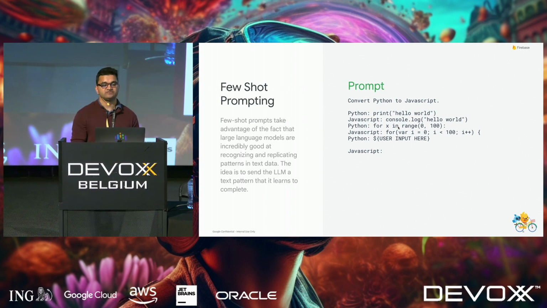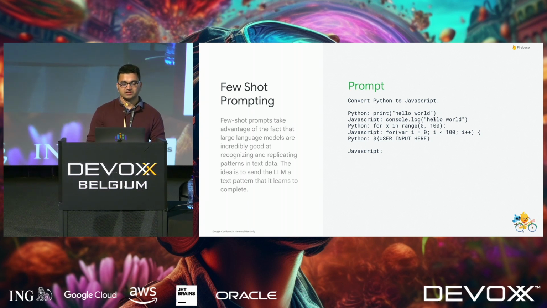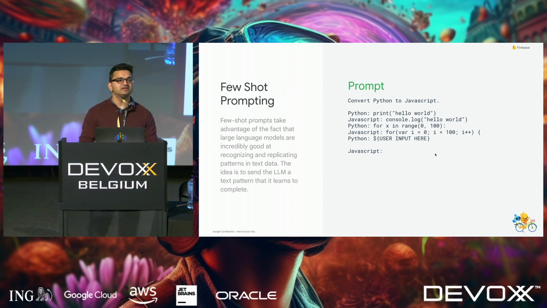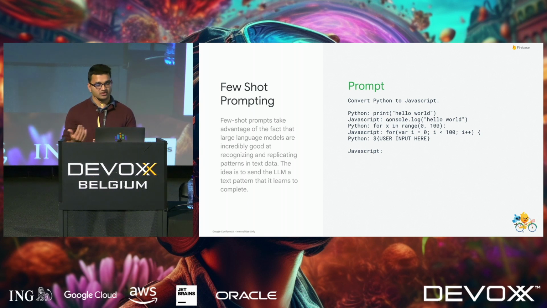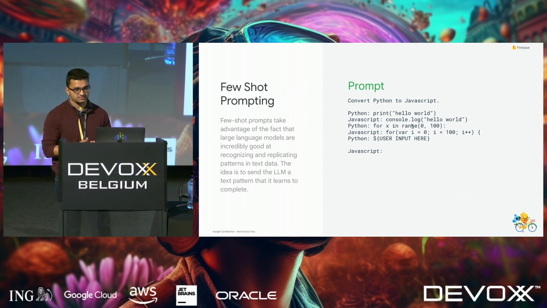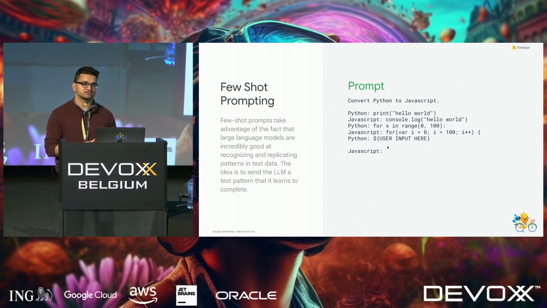The other example is few-shot prompting. Now, few-shot prompting takes advantage of the fact that large language models, or LLMs, are incredibly good at recognizing and replicating patterns in text data. So in this case, for example, let us say I'm building an application where I want to convert Python code to JavaScript code, right? And so rather than just giving the Python code directly to the LLM, I give it some examples. So in this case, I say, "print hello world in Python" is this version in JavaScript, console.log. Similarly, for x in range, a for loop in Python, this is how it looks in JavaScript. And when the user gives their input, I expect the model to give me back some JavaScript code.